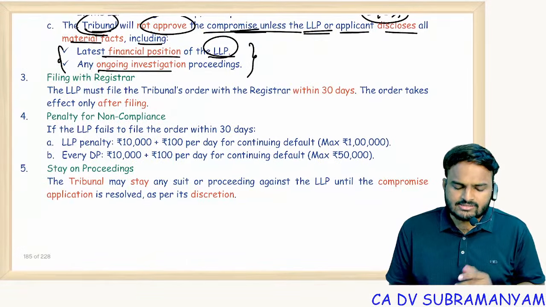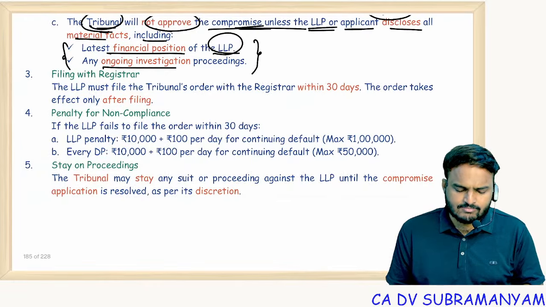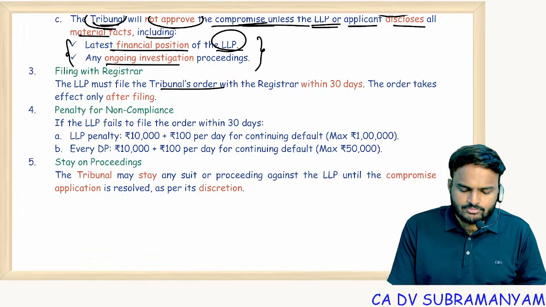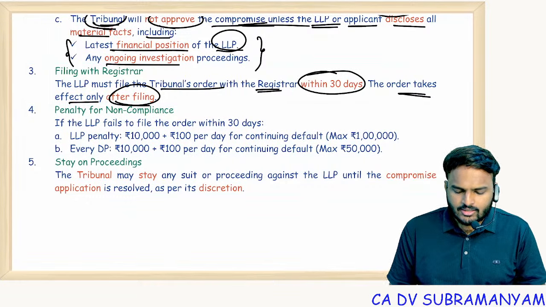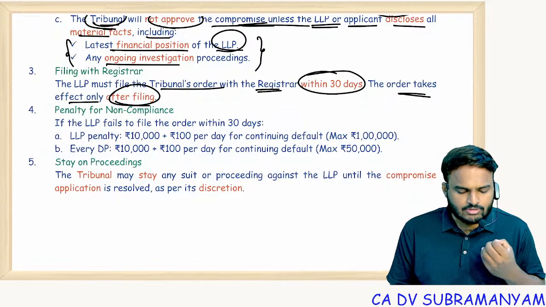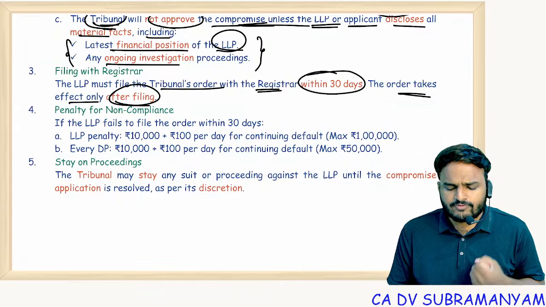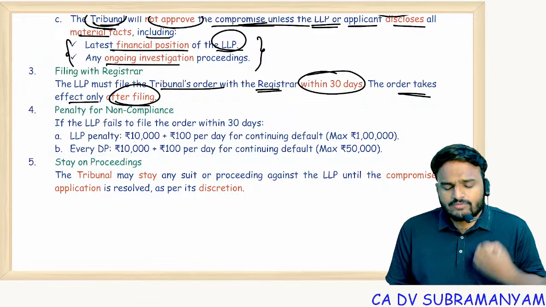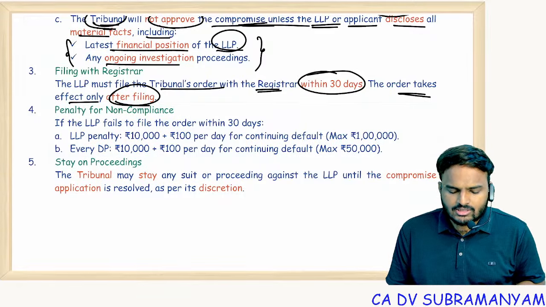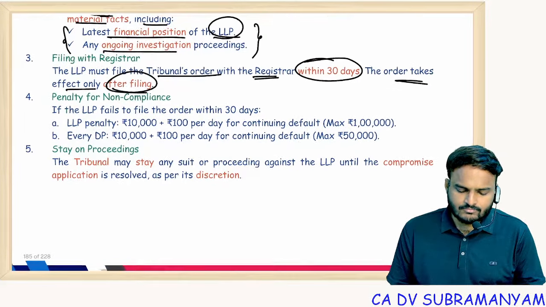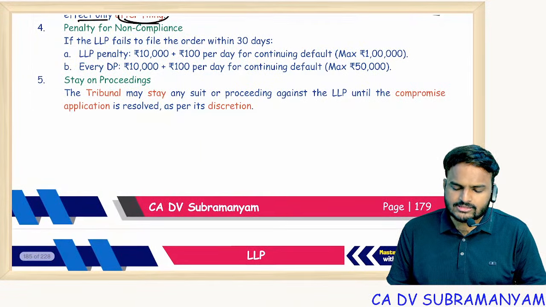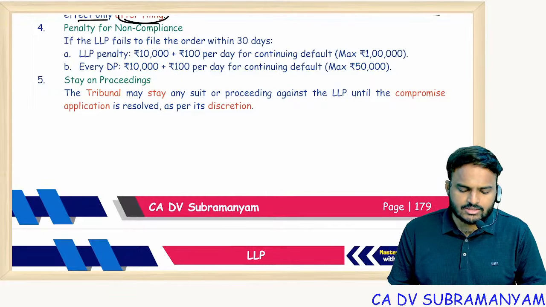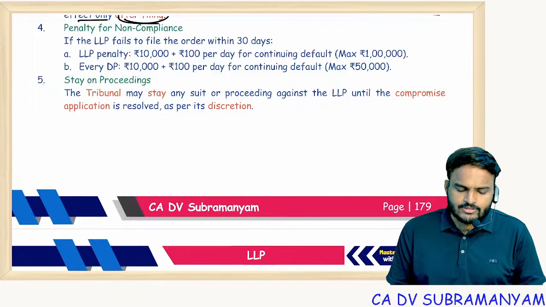It's a dispute resolution process. The LLP must file the tribunal's order with the registrar within 30 days. The order takes effect only after filing. So yes, the tribunal will give approval and the tribunal's orders must be filed with ROC. Only from the date of registration with ROC will that order be valid. Non-compliance attracts a penalty of 10,000 plus 100 per day up to 1 lakh. For a designated partner, 10,000 plus 100 per day up to 50,000.